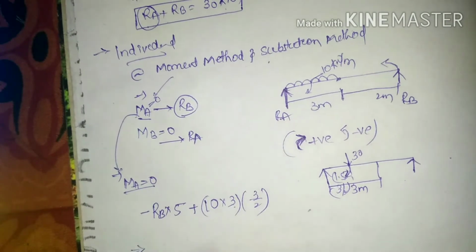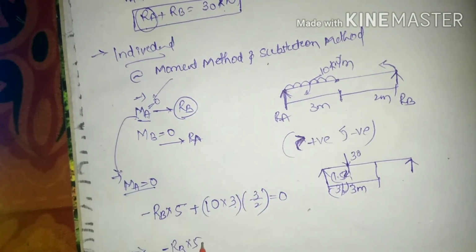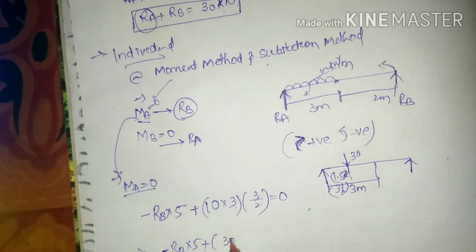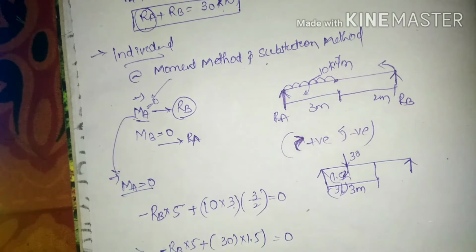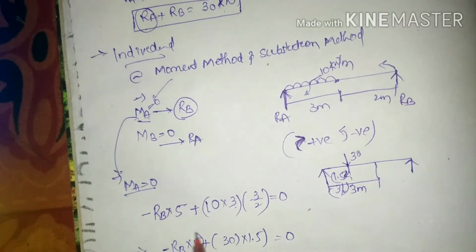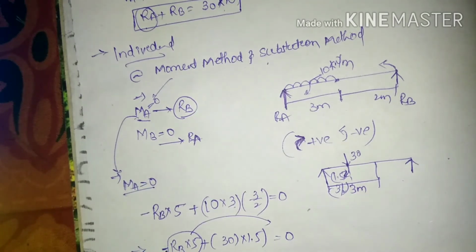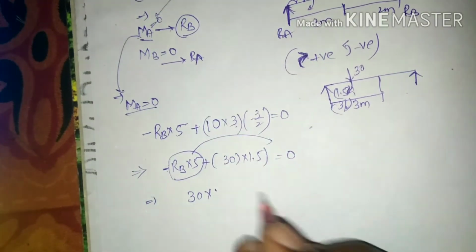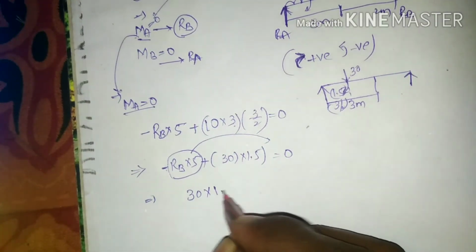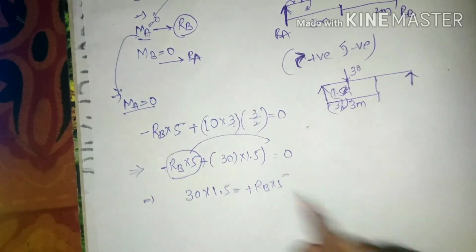The moment will be equal to 0. Then minus RB into 5 plus 30 into 1.5 is equal to 0. When I send RB into 5 after the equals sign, it is going to become negative. Here we are having a negative. After the equals sign, it is going to become positive. 30 into 1.5 is equal to positive RB into 5.